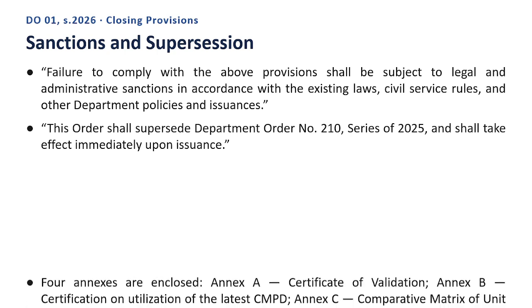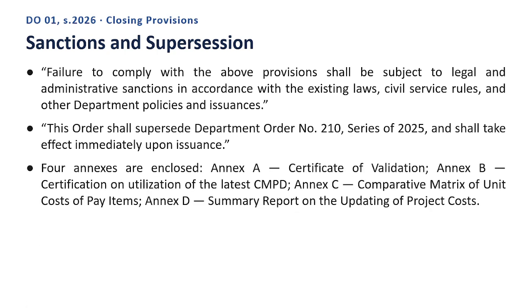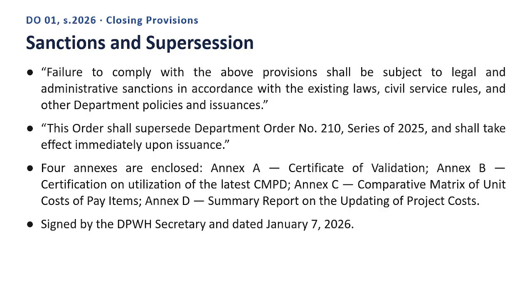Point 3. 4 annexes are enclosed. Annex A, Certificate of Validation. Annex B, Certification on Utilization of the latest CMPD. Annex C, Comparative Matrix of Unit Costs of Pay Items. Annex D, Summary Report on the Updating of Project Costs. Point 4. Signed by the DPWH Secretary and dated January 7, 2026. Taken together, these points give you the practical, working picture of sanctions and supersession.